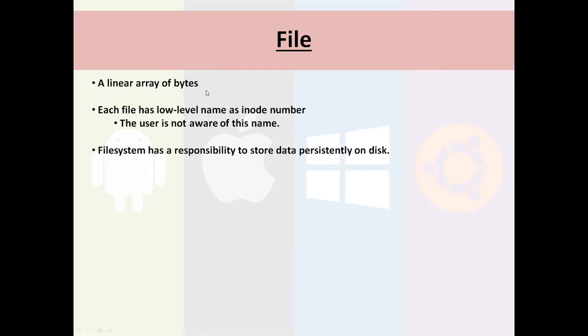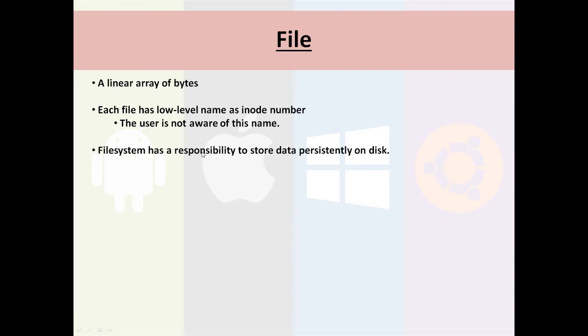And that is a simple array of bytes, each of which you can read or write. And each file has some sort of low-level name, usually denoted by a number of some kind, and the user is often not aware of this name. So this name is hidden. You can obviously display it, but it's hidden. It's not the name of the file. It's an identifier that's hidden. And we often refer to these as inode numbers. So each file has a single inode number associated with it that the user is not aware of.